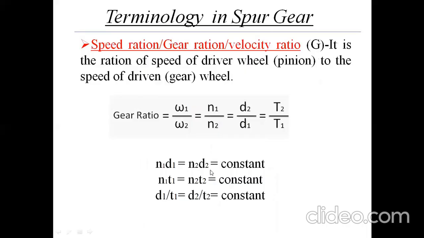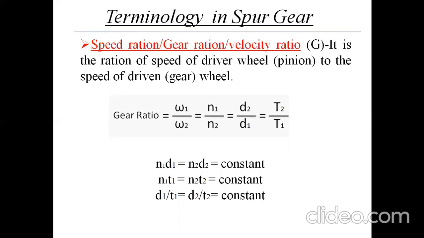And next is speed ratio or gear ratio or velocity ratio. All the terms are the same and it is denoted by the capital letter G. It is the ratio of the speed of the driver wheel to the speed of the driven wheel. The driver wheel is the pinion and the driven wheel is the gear. So gear ratio becomes omega 1 by omega 2, which is the angular velocity of the rotating gears, or you can say n1 upon n2.